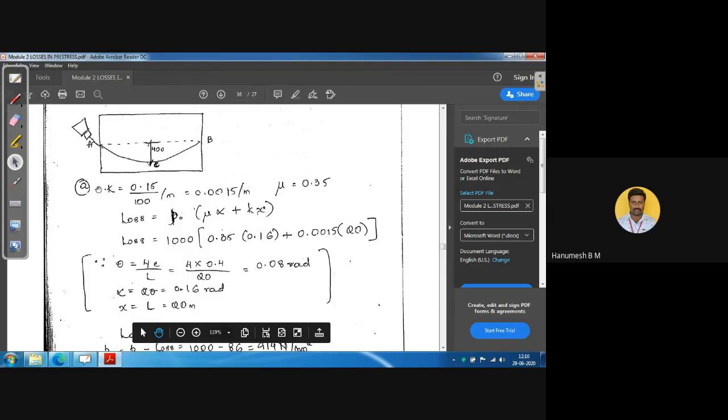In the second case, the jacking will be at both the ends. I jack on both sides. Because of jacking on both sides, just these values change. Alpha will be equal to theta and x is equal to L by 2. We need to substitute these in this expression.